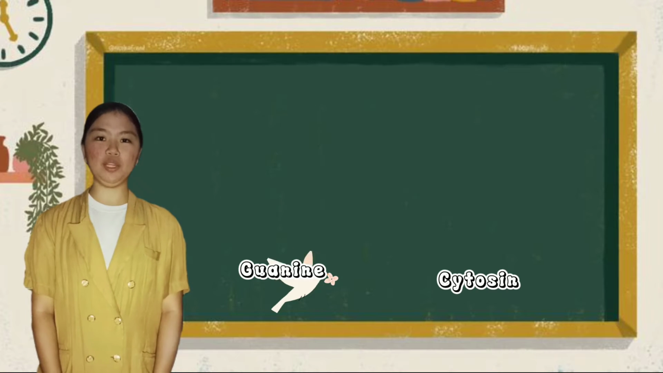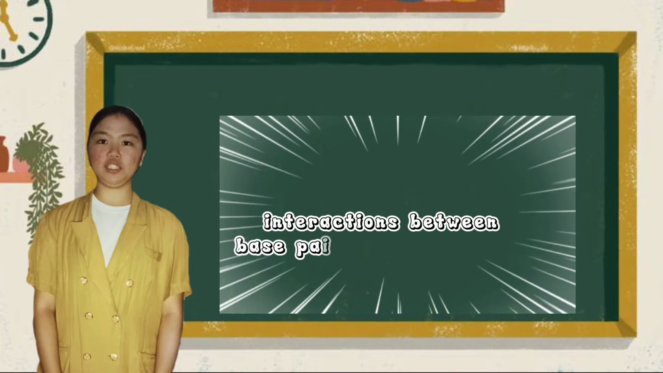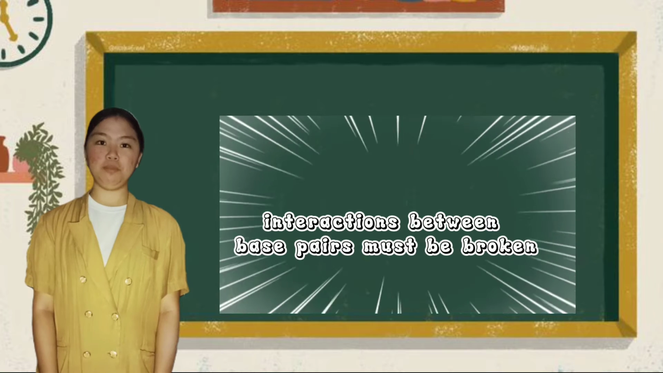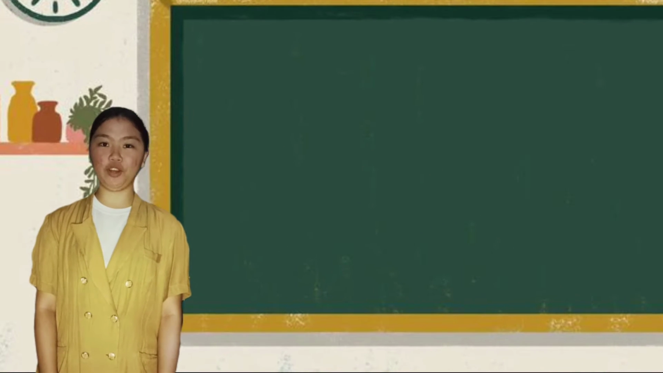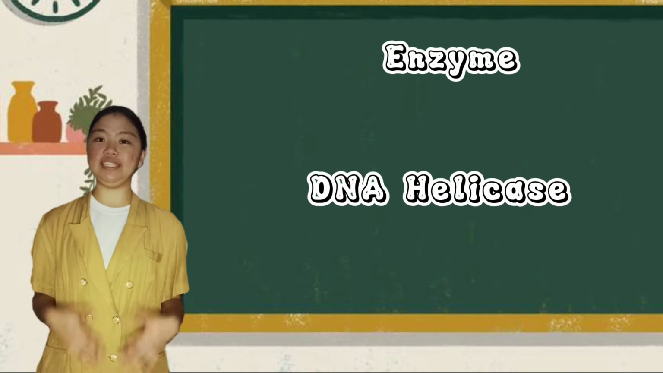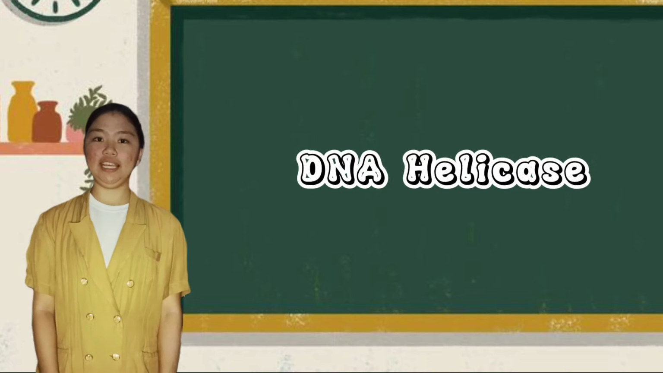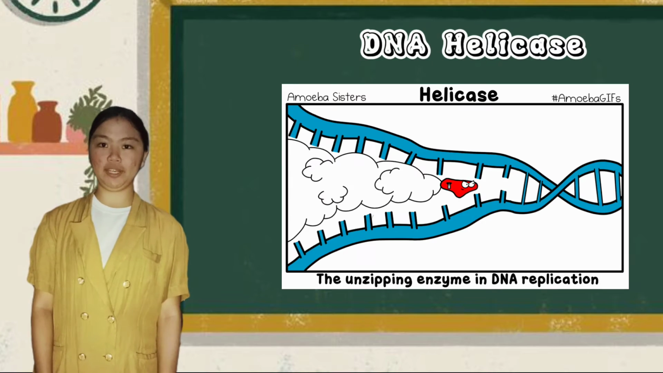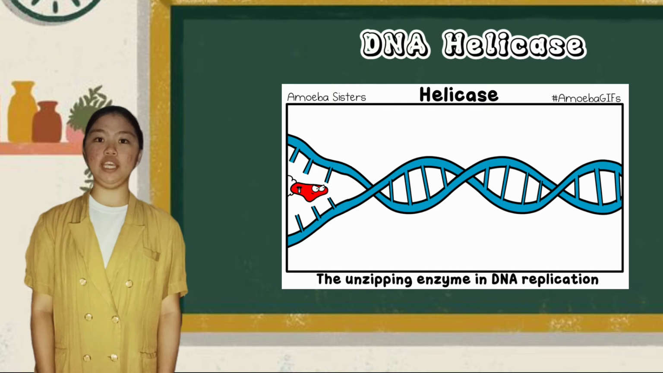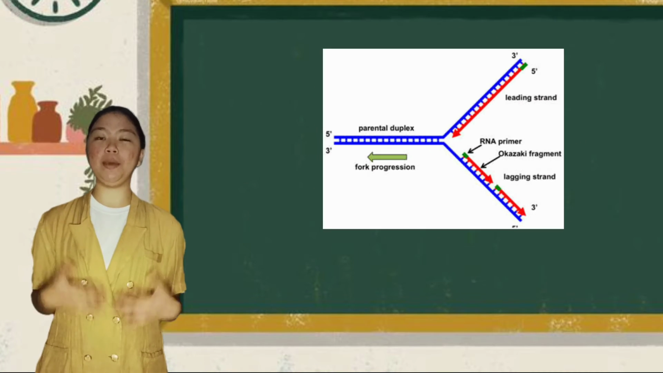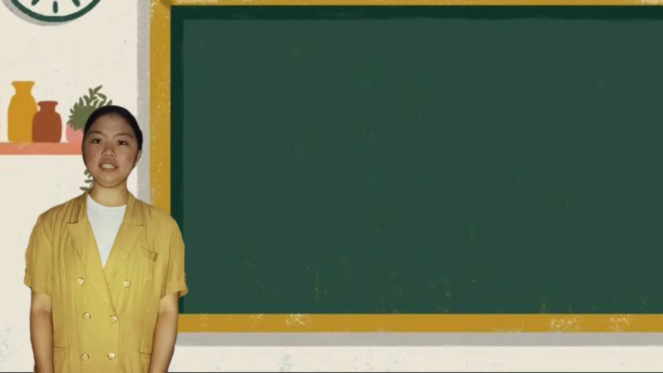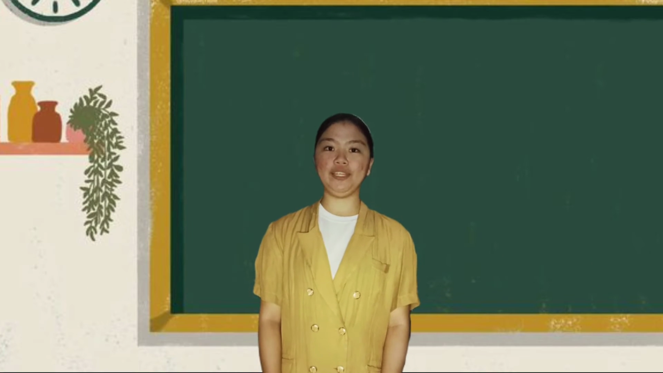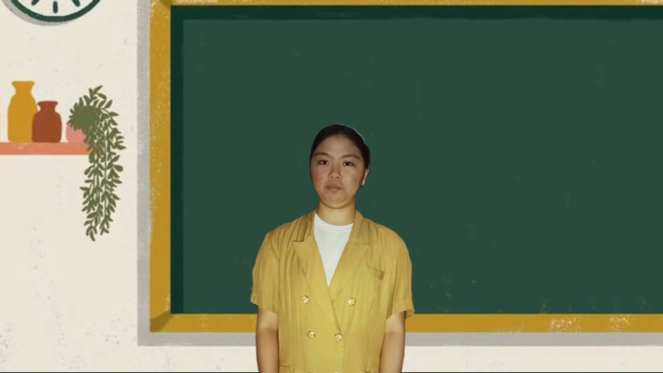In order to unwind DNA, these interactions between base pairs must be broken. This is performed by an enzyme known as DNA helicase. DNA helicase disrupts the hydrogen bonding between pairs to separate the strands into a Y shape known as the replication fork. This area will be the template for replication to begin.